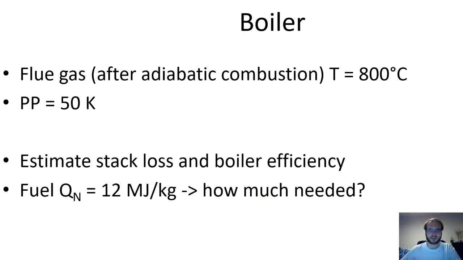Now we will continue with calculation of our system, where we will have a look at the boiler. The boiler, we will consider that contains adiabatic combustion chamber, after which the flue gas has temperature of 800 degrees C, which is then cooled down as the heat is transferred to the evaporating steam, where we will require the minimum temperature difference of 50 Kelvin.